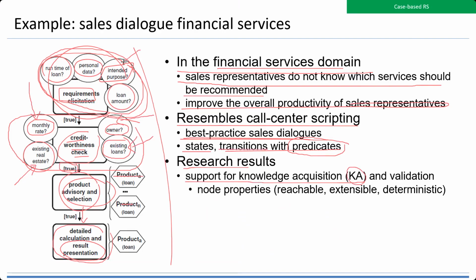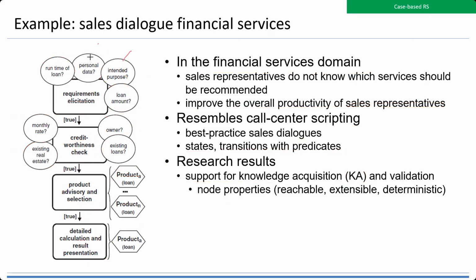So this is the knowledge: the purpose, personal data, runtime of loan. And it requires validation. The node properties: this is the node, it should be reachable, it should be extensible, and it should be deterministic. Reachable means after we go to this one, we need to go to this one, and then this one. Extensible means we can extend it. And deterministic means it should be clear.